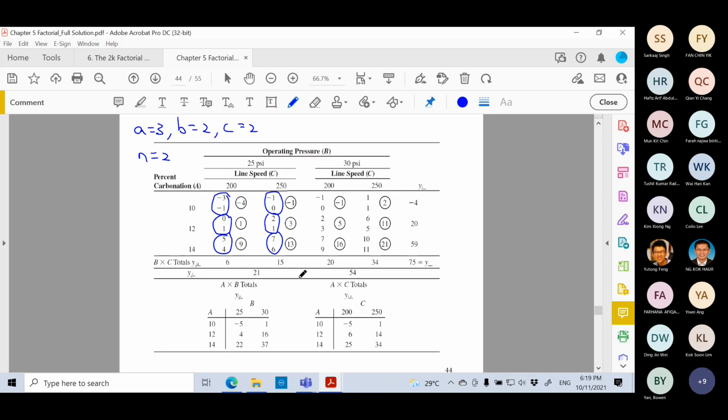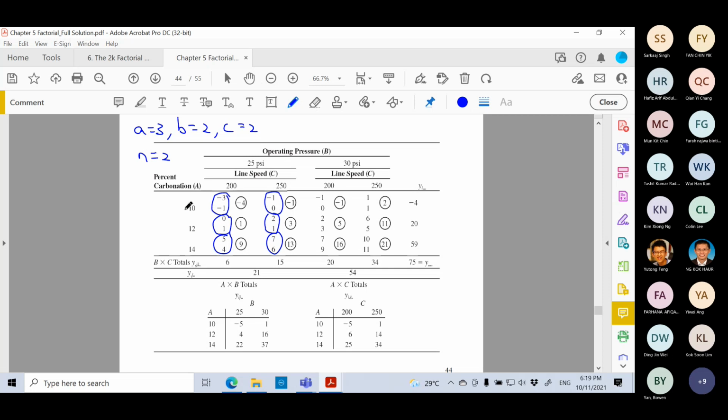Okay, so at the same time, they also want to write it out because you study the two-factor interaction. You have AB, you have AC, and you also have BC. So therefore, they just leave it for you. What is the total under factor A and factor B? The total under factor A and factor B at the 10 level and the 25 is -5.